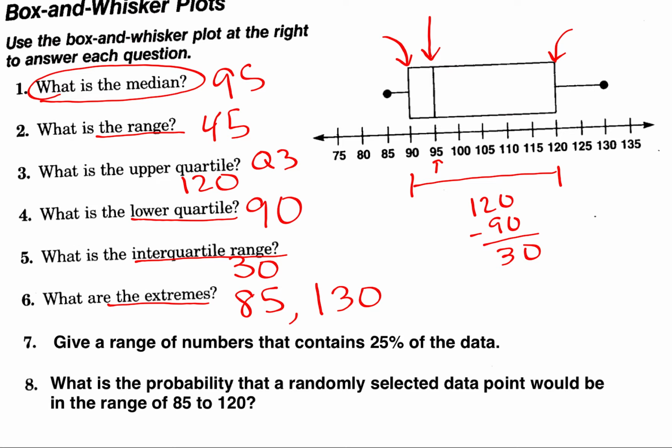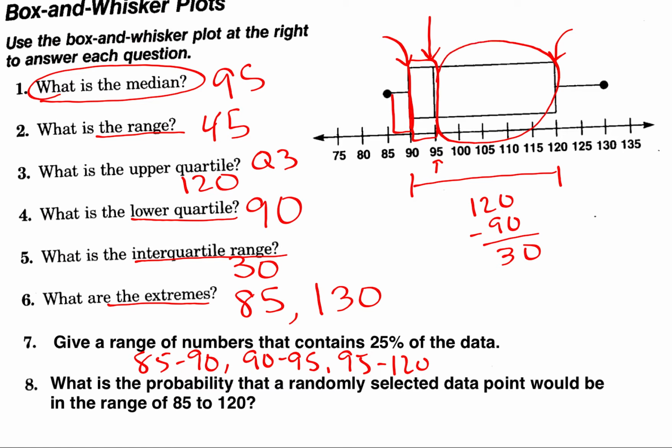Give a range of numbers that contain 25% of the data. Now there are 4 correct answers here. 25% of the data exists between 85 and 90. Other answers: between 90 and 95 is also 25% of the data. Also between 95 and 120 is another 25% of the data. And the last answer that would be correct here is between 120 and 130. Any of these 4 would be considered correct answers.